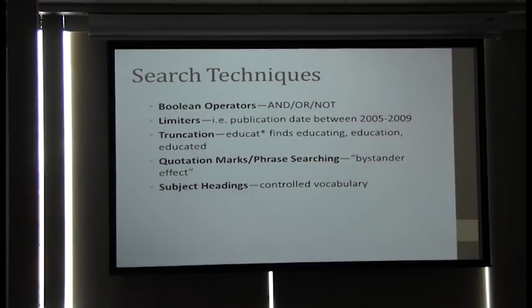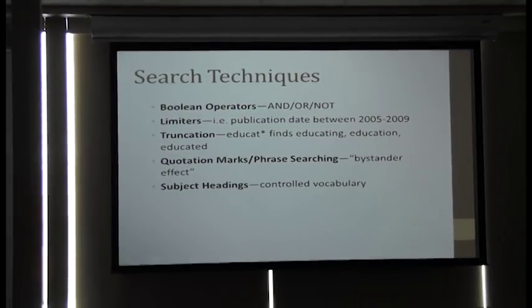in. Phrase searching is very important, especially when you're searching the web, but it works in any database and the catalog, and it will reduce the number of your results a lot, especially when searching the web. So just put quotation marks around phrases, and by phrases I mean 2 or 3 word phrases. So this one is bystander effect. Unless you're looking for something specific, it's usually 2 or 3 words, it's not a whole sentence. And then subject headings or controlled vocabulary can be very useful to restrict your search.